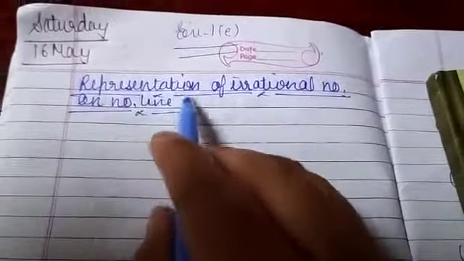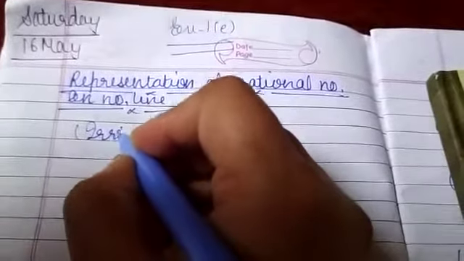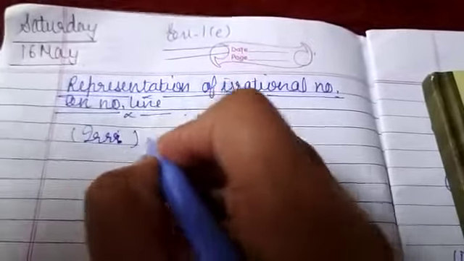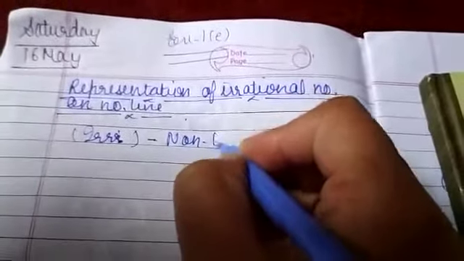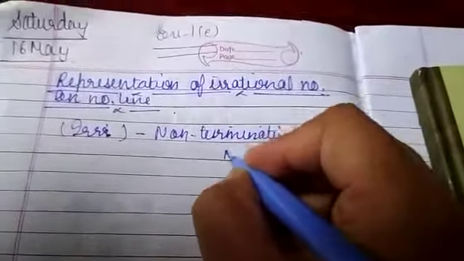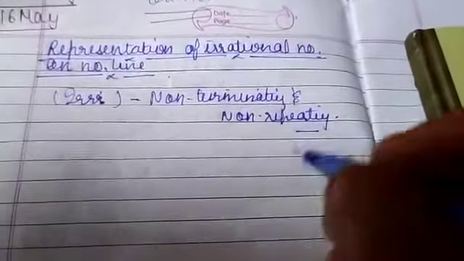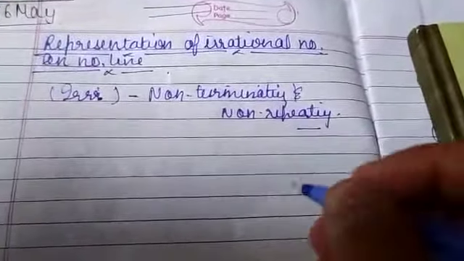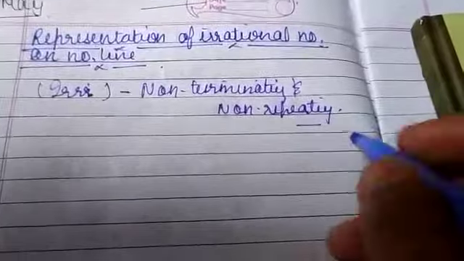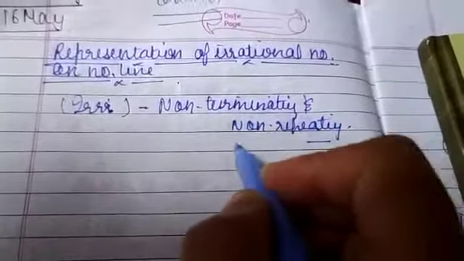Correct? So the topic is representation of irrational numbers on the number line. First of all, what are irrational numbers? Tell me. You might remember, we have all done it. Irrational numbers are those numbers that are non-terminating and non-repeating. Non-terminating means they don't get the remainder 0 when you divide them for the decimals. They keep on dividing, and they don't repeat also, so they are non-repeating. Correct. So what are irrational numbers? Irrational numbers are those numbers that are non-terminating and non-repeating.